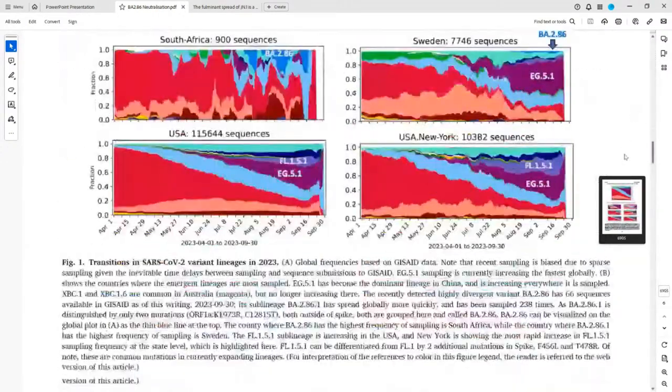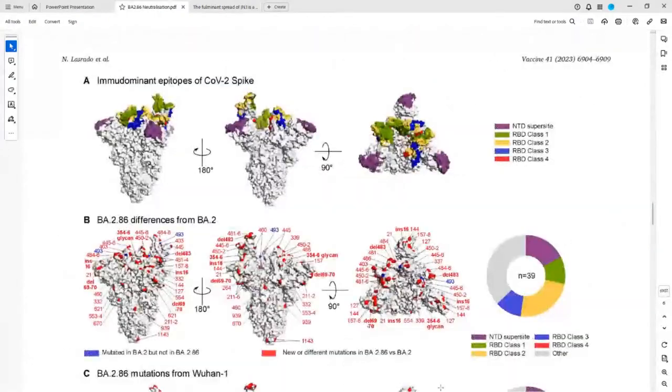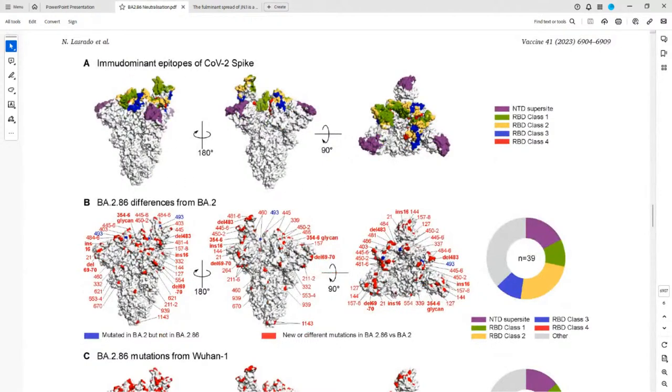Now, what I thought was very important for the public to understand is this bit about the spike protein, because it nicely shows it. This spike protein here is rotated 180 degrees. The N-terminal domain, which Geert kept making references to, is that purple section. This is the top section, so this N-terminal domain is all the way here. And then the receptor binding domain is all of the other colors. And down at the bottom here would be the S2 protein. So you have the S1 and S2.